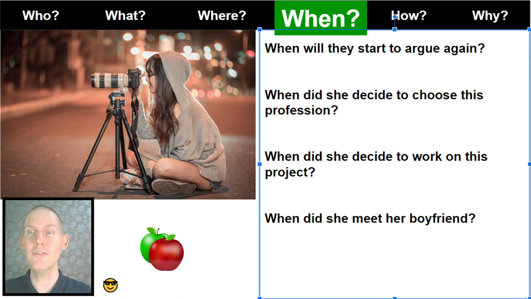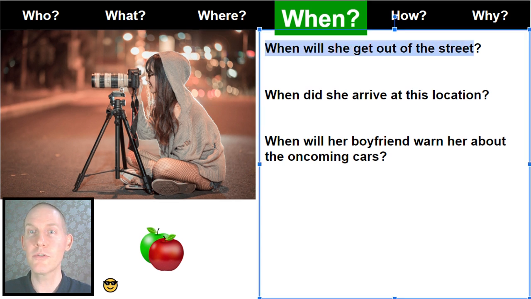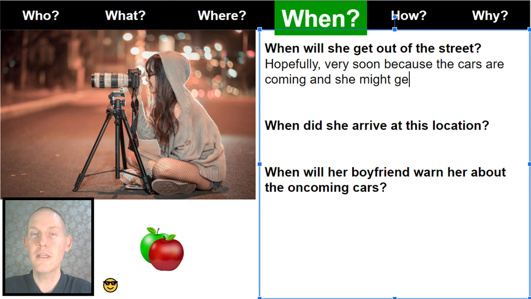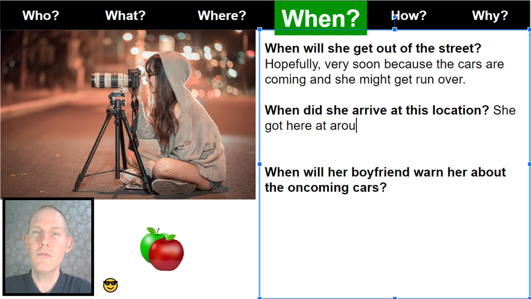Okay. So we did the when questions. Now let's go back and answer them. Here we go. When will she get out of the street? Well, hopefully very soon, because the cars are coming and she might get run over. So run over means like a car crashes into you and you either die or get hurt very badly. Okay, when did she arrive at this location? We could say she got here at around 8:30 p.m.